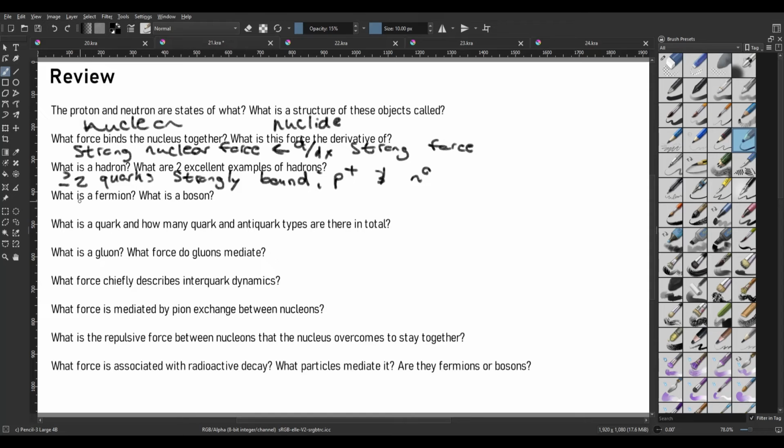What is a fermion? What is a boson? A fermion is a fundamental matter particle. Fermions will always have a spin that is an odd multiple of the spin magnitude, which is 1/2. So it's either going to be 3/2 or -1/2. A half integer spin, essentially. So a fermion is a fundamental matter particle.